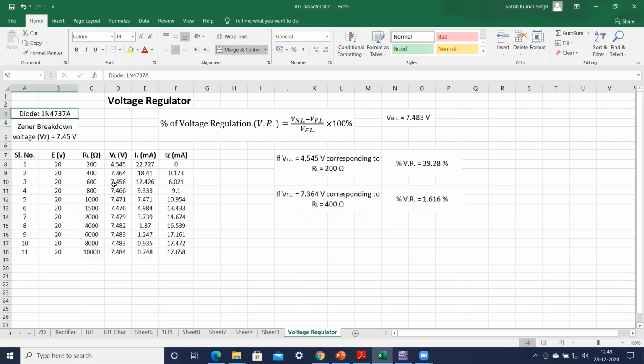And then we have to measure these values: the output load voltage, the current through the load, and the current through the Zener diode. So that we have to measure. The first value is our 200 ohms.